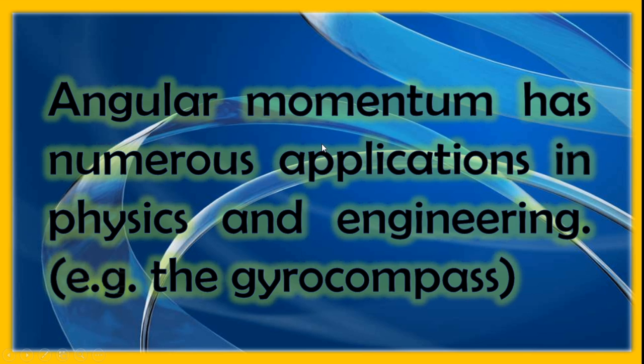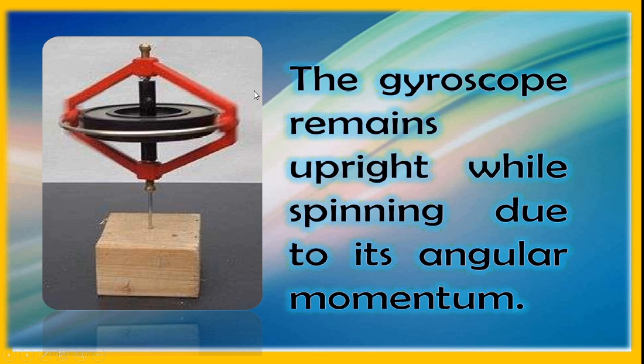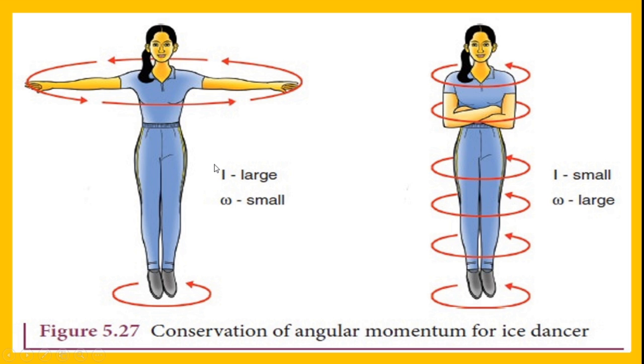So angular momentum has numerous applications in physics and engineering. For example, the gyro compass has also been constructed using the law of conservation of angular momentum. The gyroscope remains upright while spinning due to its angular momentum. So this is the example of a gyroscope. When it is spinning, due to its angular momentum, the gyroscope doesn't fall but remains upright.